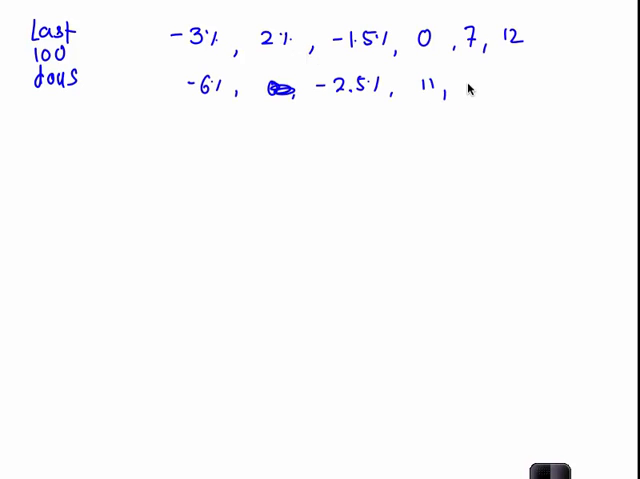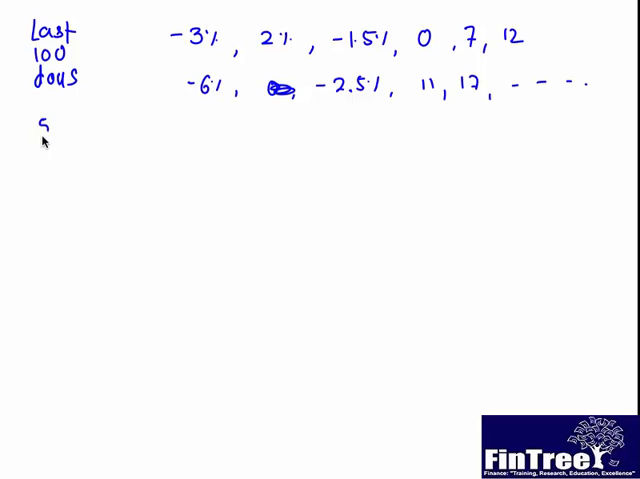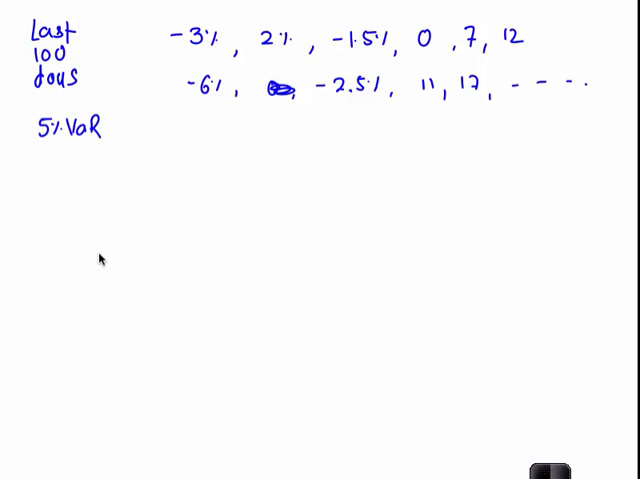Let us say we are looking at the returns earned by a fund manager for the last 100 days. So we take his daily returns. So let us say on one day he earned 3%, minus 3, then plus 2%, plus 11%, plus 17, and so on and so forth. Now out of these, let us say you have been asked to calculate a 5% historically simulated VaR.